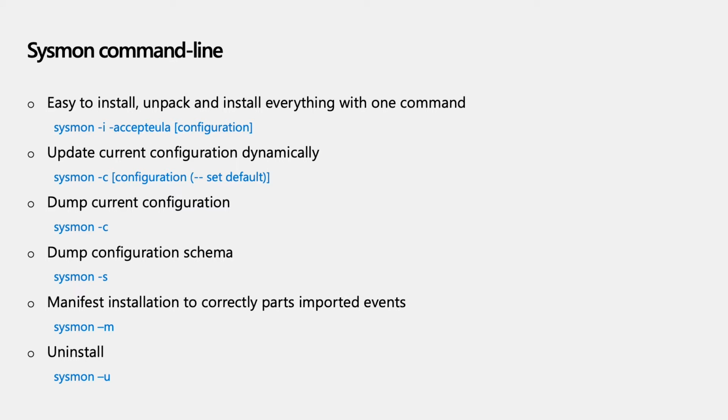You can dump the current configuration. If you only use -c, it will show the current configuration being used. You can also dump the schema for the configuration. If you want to learn about new events, that's a way to do it, or through the documentation we provide. You can install the manifest for the events, which is useful if you took events from Sysmon on a machine and you want to read them on another machine. You have to install the manifest to do that well. And of course, you can uninstall it pretty easily with -u.